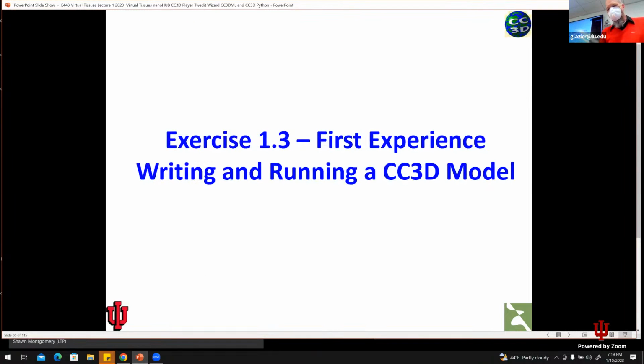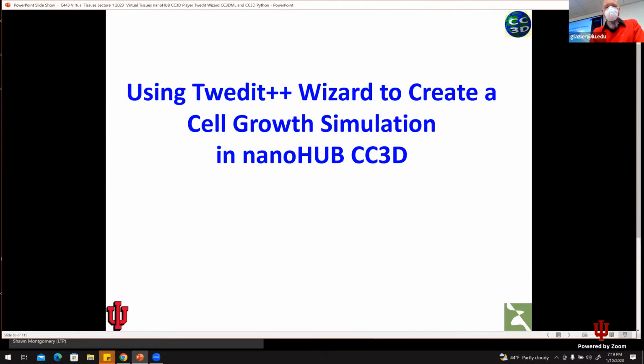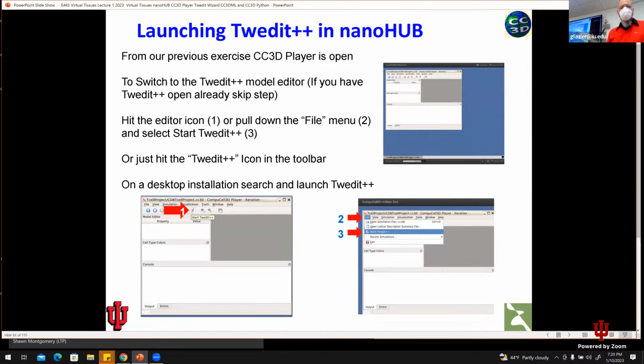So what I do want to do before we break, because we don't have that much time left, is actually write and run a little CompuCell model. We ran one before, but I want to actually run it. So far, we haven't used the editor, we've just used the player. So go back to CompuCell, whether it's nanoHUB or your local version.